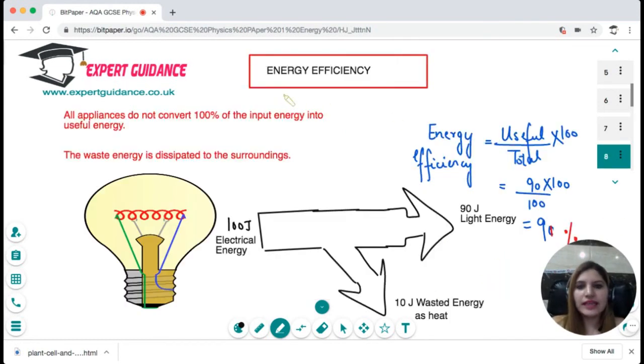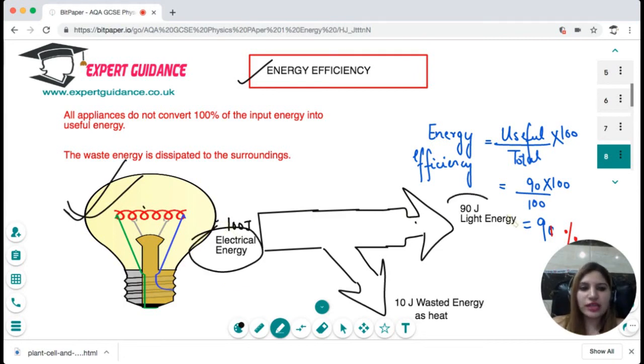Okay, next we have the energy efficiency. For any object, the energy is not 100% converted into the useful form. For example, you can see this example of a bulb. To a bulb, we have given 100 joules of electrical energy, out of which 90 joules get converted into light energy, and the 10 joules get wasted as energy, okay? So what is the total input we gave? We gave 100 joules, but out of which how much was useful? The useful was just 90 joules. So efficiency here is 90%.